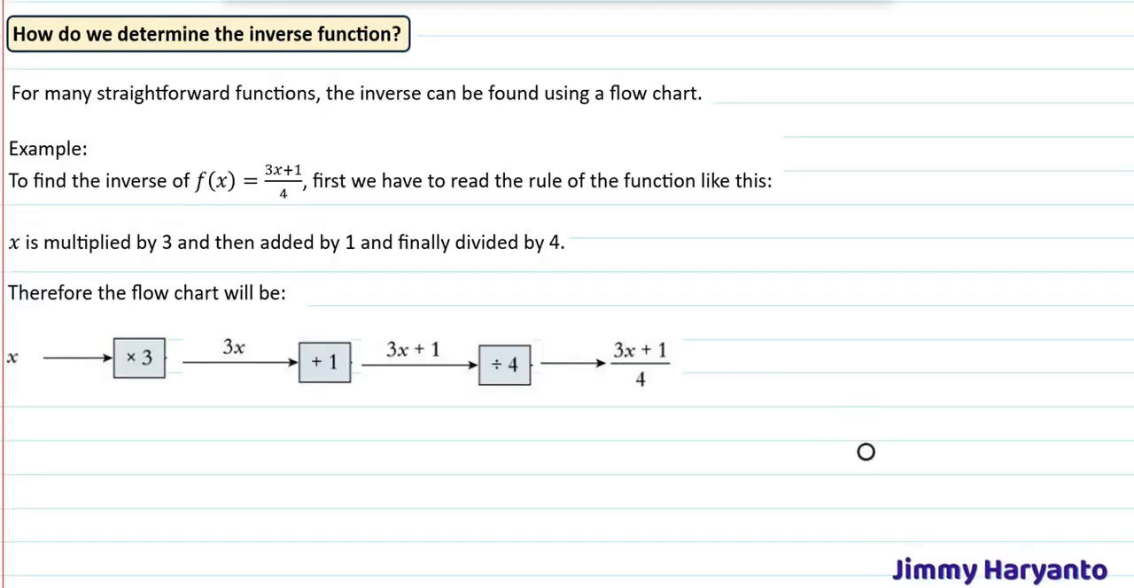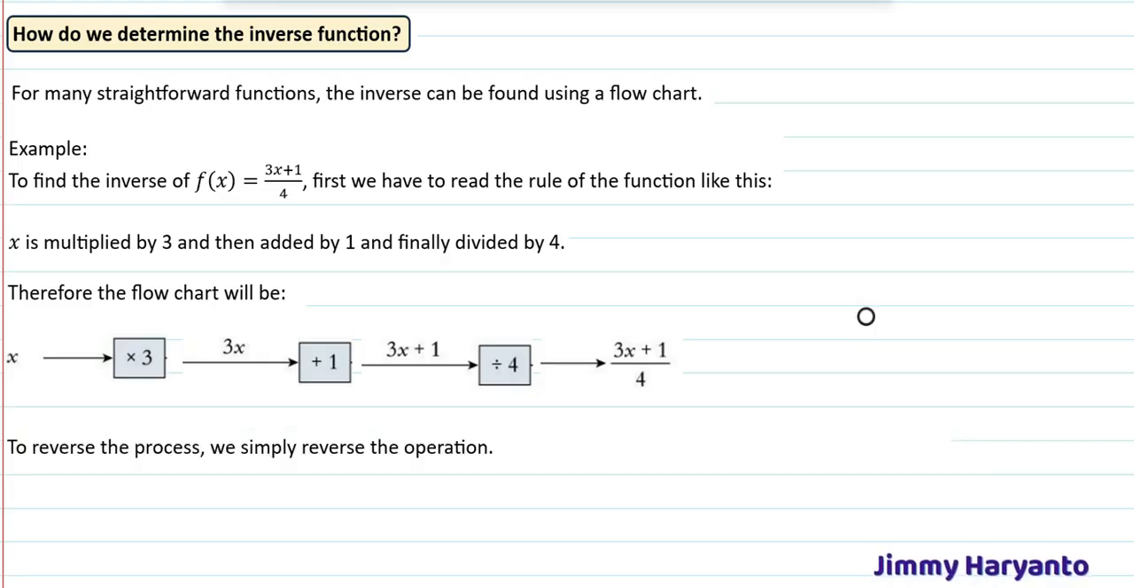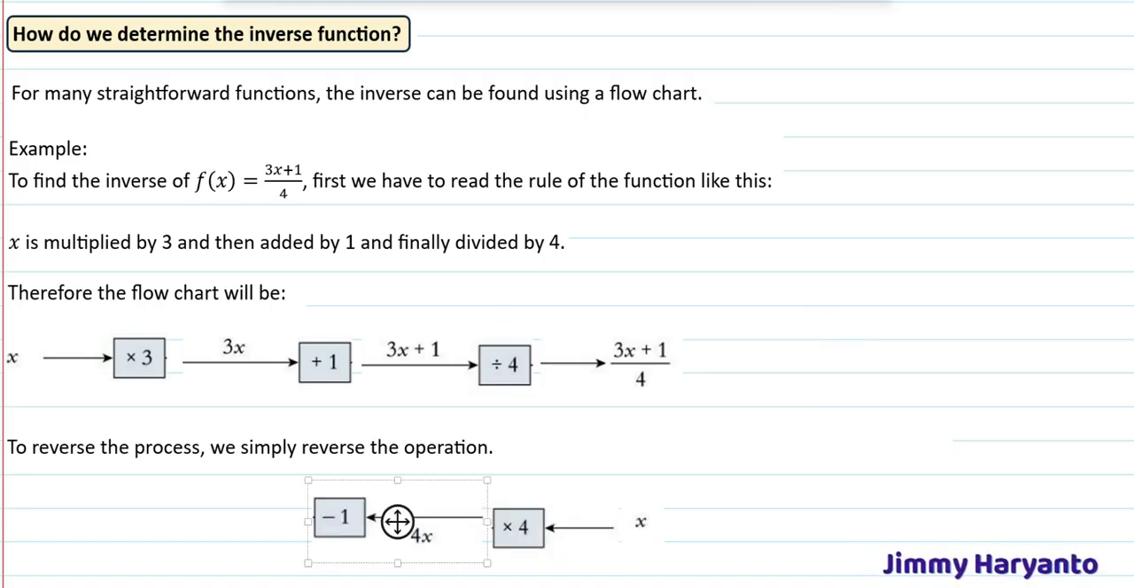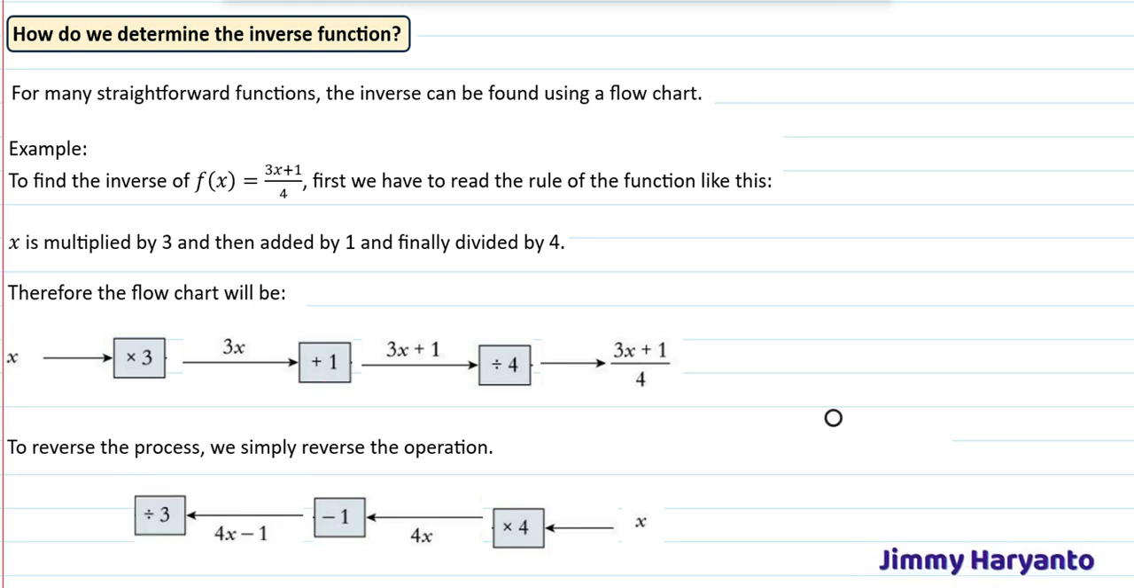And then to find the inverse, we simply reverse the process, starting from the x at the right side. We have divide by 4 before, it will become multiplied by 4, so it will become 4x. And then we have plus 1 right here, it will become minus 1, so you will have 4x minus 1. And then we have multiplied by 3 before, it will become divided by 3, the opposite operation. So altogether you will have (4x - 1) over 3. The final result will be the rule for the inverse function.